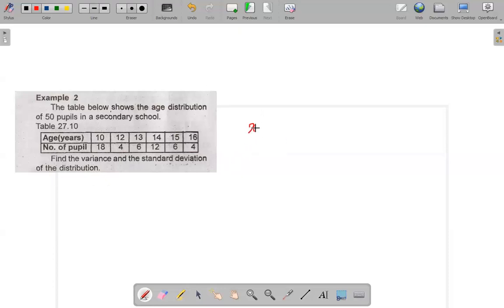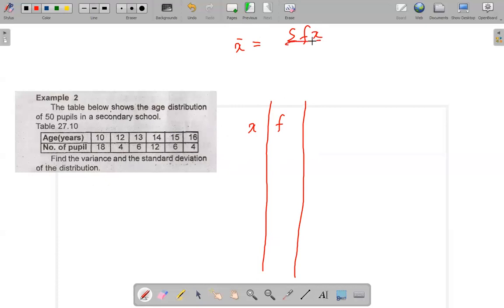So the age, let me call it X. The frequency, let me call it F. I need to get X bar, that is the arithmetic mean, which is summation FX over summation F. So because of that, let's call this one FX. And I need to get the deviation from the mean, X minus X bar, but that will help me to find the standard deviation and the variance.